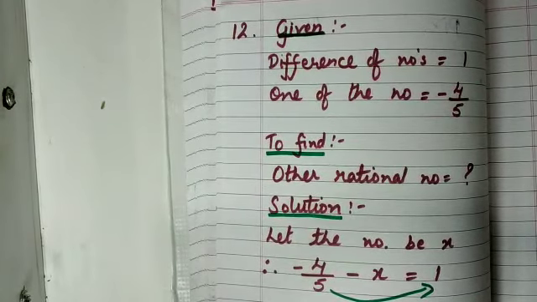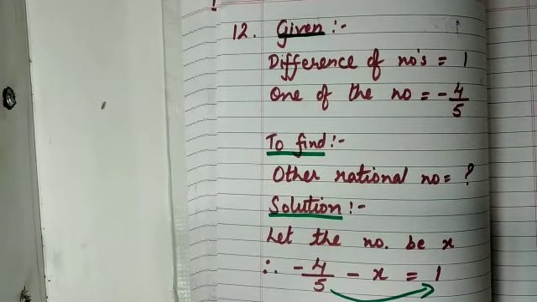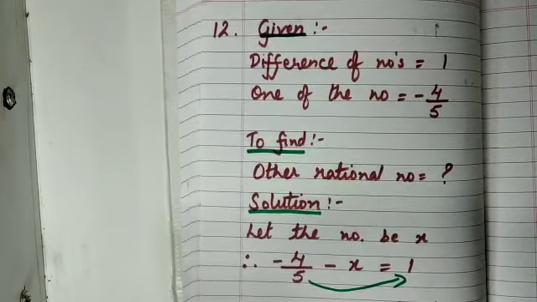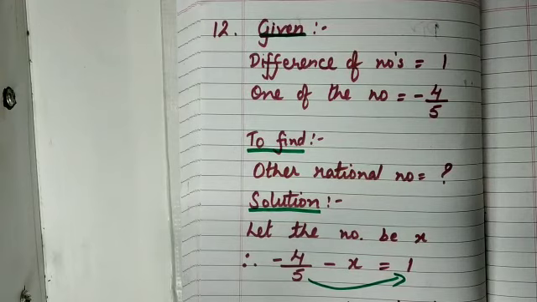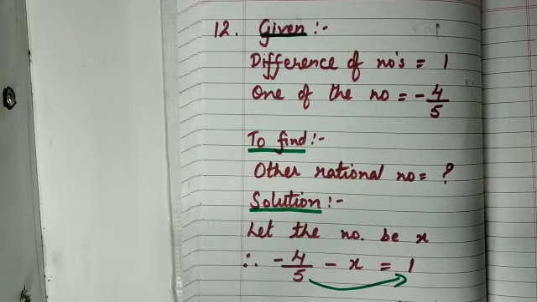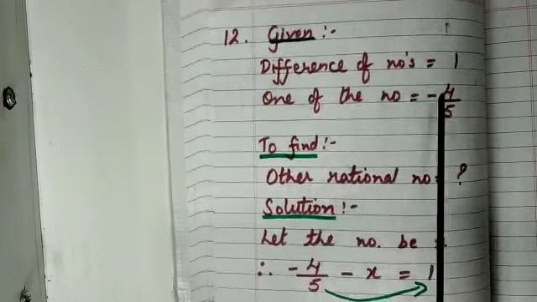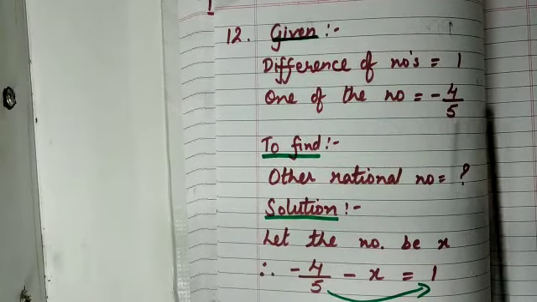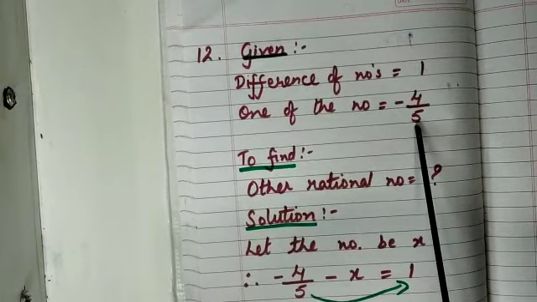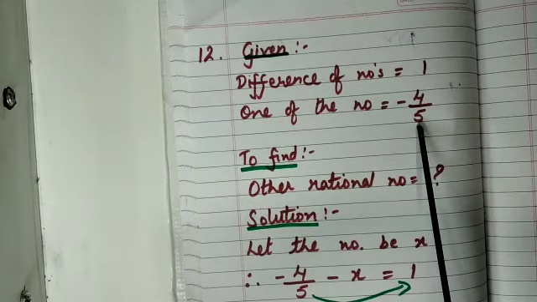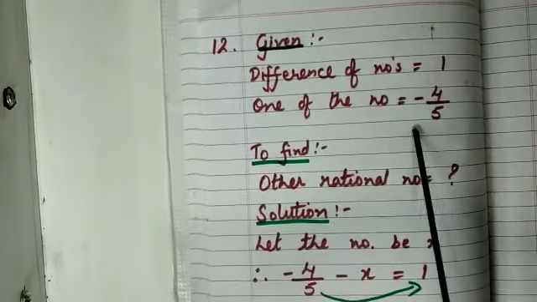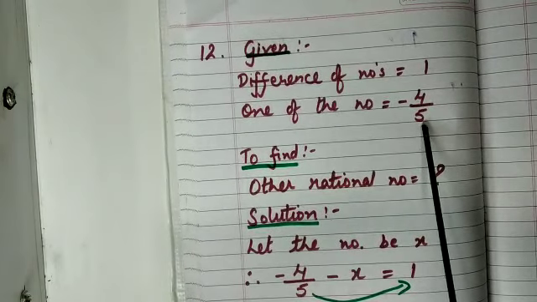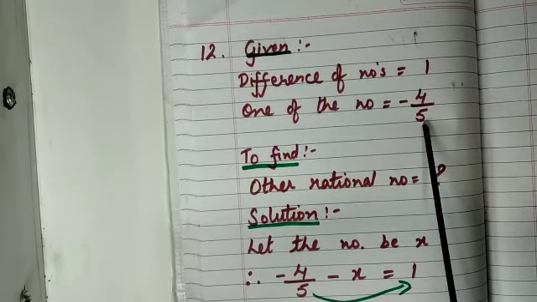Next question, question number 12. What should be subtracted from minus 4 upon 5 to get 1? That is, the difference of the numbers is 1, and out of that one number is minus 4 upon 5. Now when it is addition, anyhow you add, the result does not make a difference. But when you are subtracting the numbers, the sequence in which we do so matters a lot. So you need to read the question carefully.